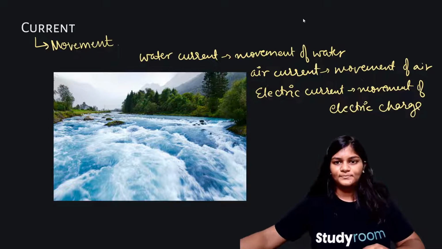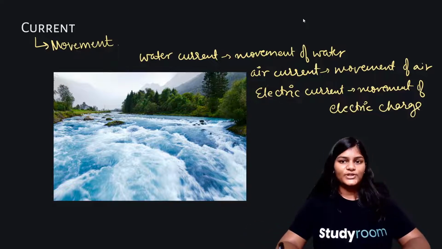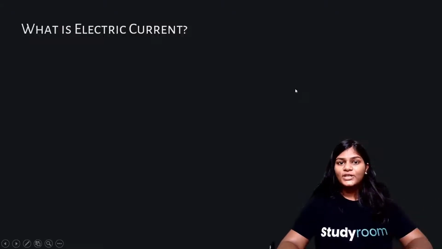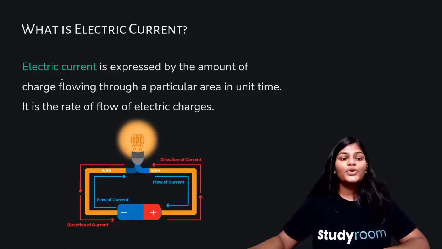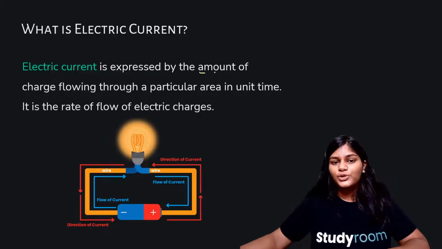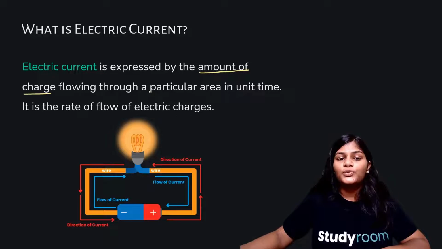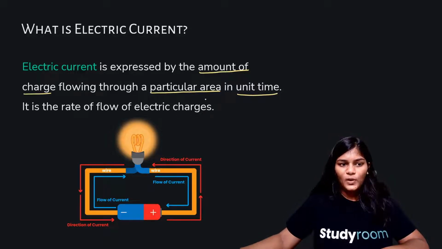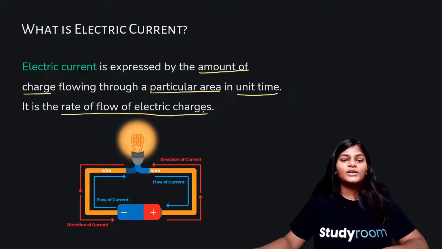Okay. Now let us see in a little more detail what exactly electric current is. So what is electric current? Let's first read in your PPT and then I'll explain it to you. So electric current is expressed by the amount of charge. I'm just going to underline the important things. The amount of charge flowing through a particular area in unit time. Okay. It is the rate of flow of electric charges.